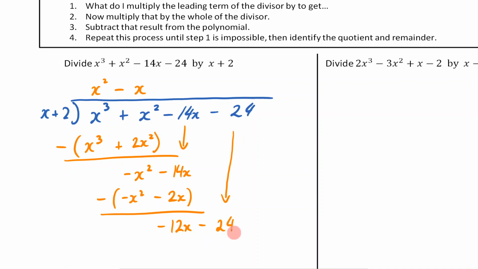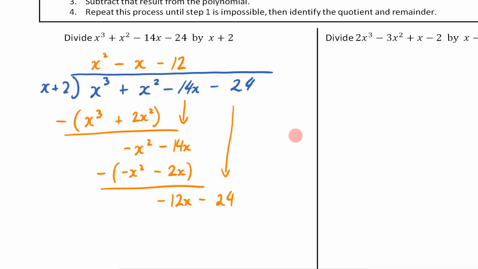So as you can see, it's just repeating the same process again and again. X times what is negative 12x? It's going to be negative 12. Negative 12 times x is negative 12x. Negative 12 times 2 is negative 24. Brackets, minus. This is going to go to 0. And this time too, negative 24 minus negative 24, well, that's just plussing. So it's going to be 0 here as well.